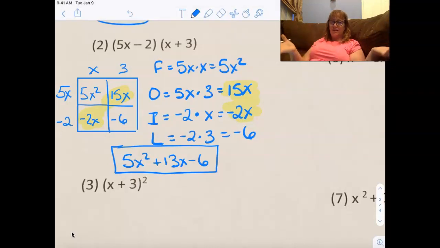Okay, so here's your answer. Worked both ways, gets to the same answer, 5x squared plus 13x minus 6. Notice that in both of them, I multiplied 5x times x to get the 5x squared. I multiplied 5x times 3 to get the 15x. I multiplied negative 2 times x to get the negative 2x, and I multiplied negative 2 times 3 to get the negative 6. Then all I needed to do was look for like terms to combine. That was my 15x and my negative 2x. And you put it into one polynomial expression.